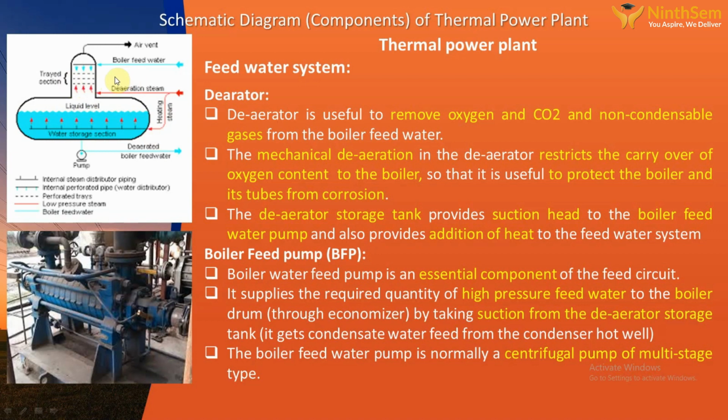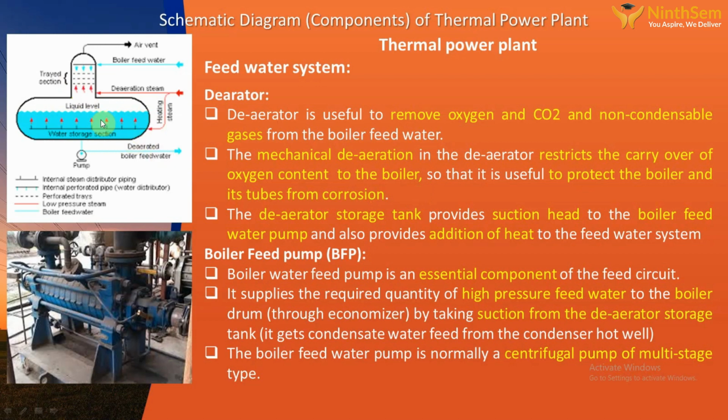What does deaerator mean? The deaerator is useful to remove the oxygen and CO2 non-condensable gases from the boiler feed water. Why do we have to remove the oxygen and non-condensable gases? Because these gases make the feed water corrosive, corroding the boiler equipment and elements. In order to avoid the corrosive effect, we have to entirely remove the oxygen and non-condensable gases with the help of deaeration in the deaerator. So the mechanical deaeration restricts the carryover of oxygen to the boiler, which protects the boiler and its tubes from corrosion.